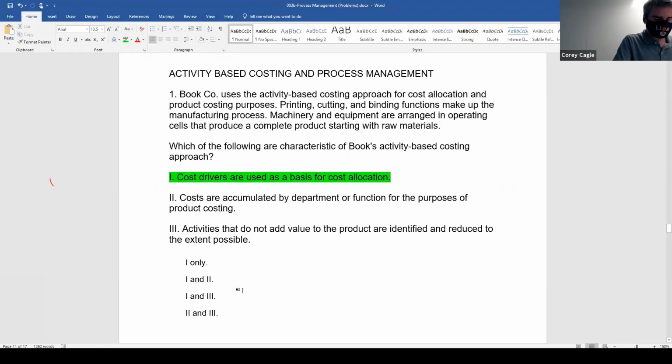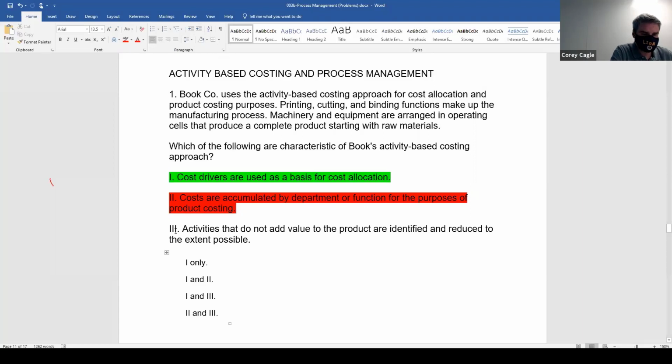Two says costs are accumulated by department or function for the purposes of product costing. That's not true. That would be a departmental rate, right? Most of your textbooks will teach you just traditional costing with one rate for the whole plant. They might have a little side note to where you got a department 1 and a department 2 that does each of their own rates. So that's not activity-based costing. That's just a departmental rate. So that's a no on that one.